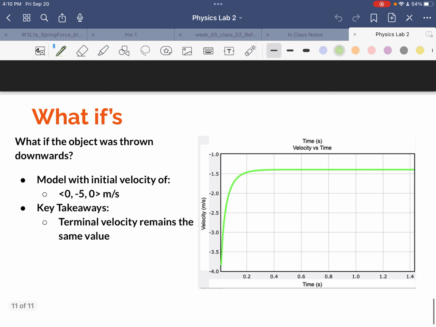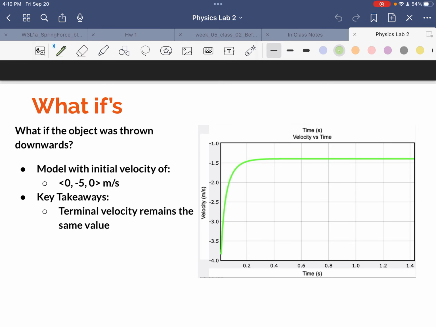And finally, we've made it to the what if slide, which is asking what if the object was thrown downwards with the initial velocity. And in my GlowScript code, I changed it so the initial velocity was -5 meters per second in the y component. And the graph on the right shows the result of the computational model, with the important part being that even with a changed initial velocity, the ultimate terminal velocity of the model remains ultimately the same, which is very interesting. As you can see, it levels back off to -1.4 meters per second.